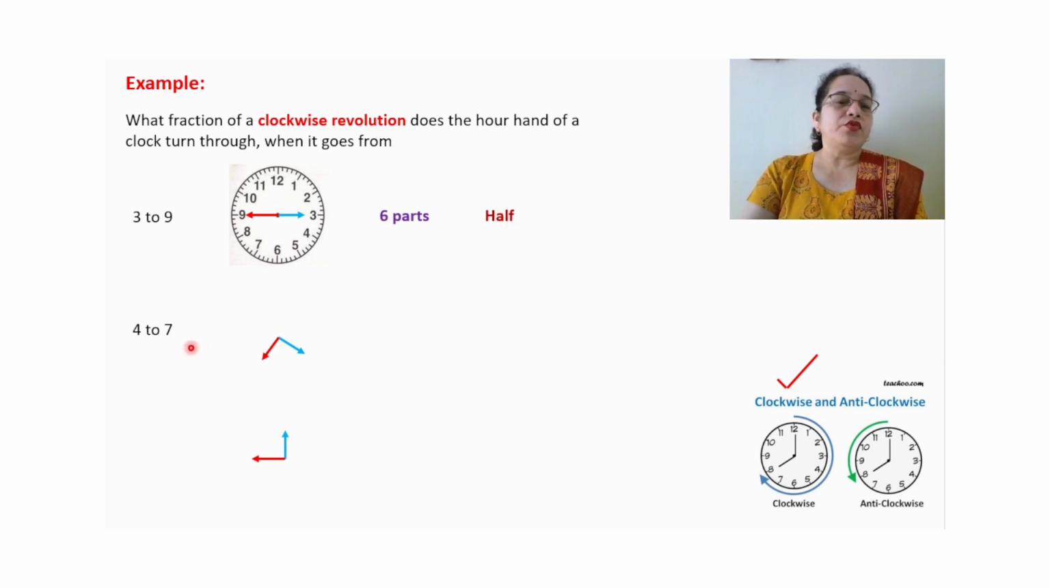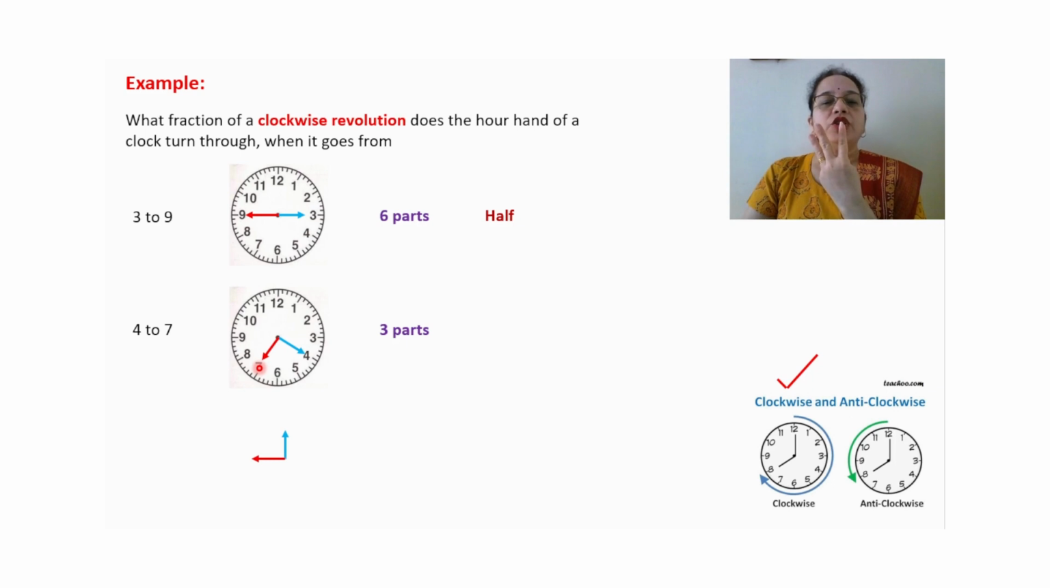Take the another one, 4 to 7. So you can start counting. This is your 4, this is your 7, 5, 6, 7. So how many parts are there? 3 parts are there. Just complete the clock. 3 parts are there. 3 parts means 1/4 rotation.